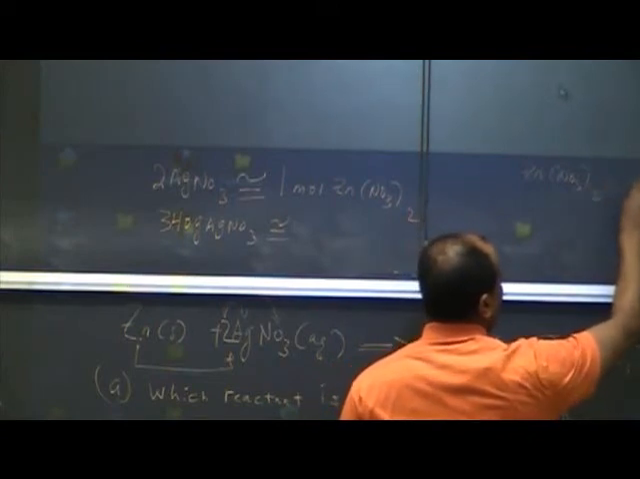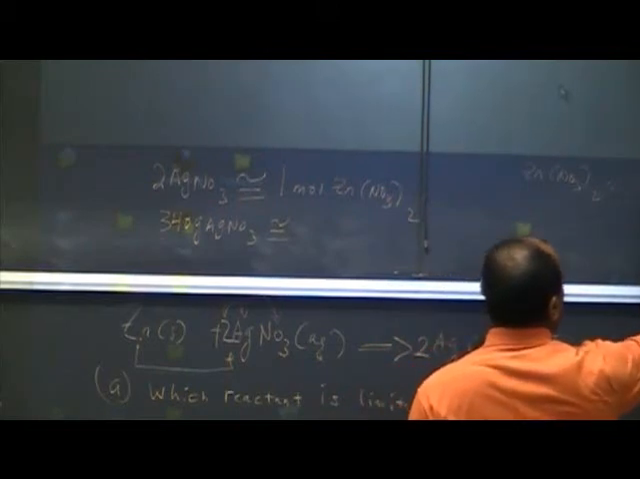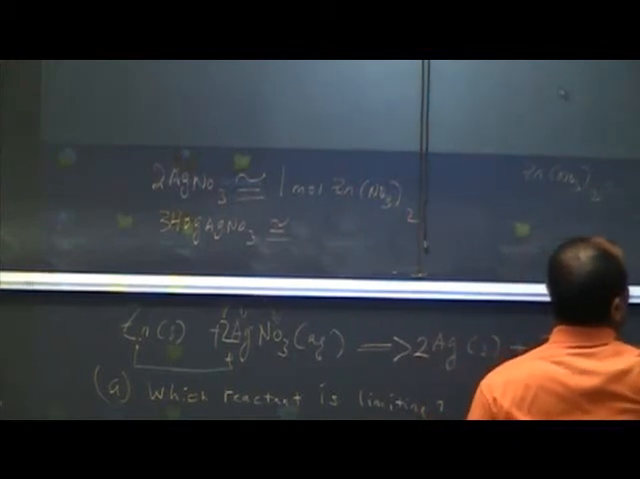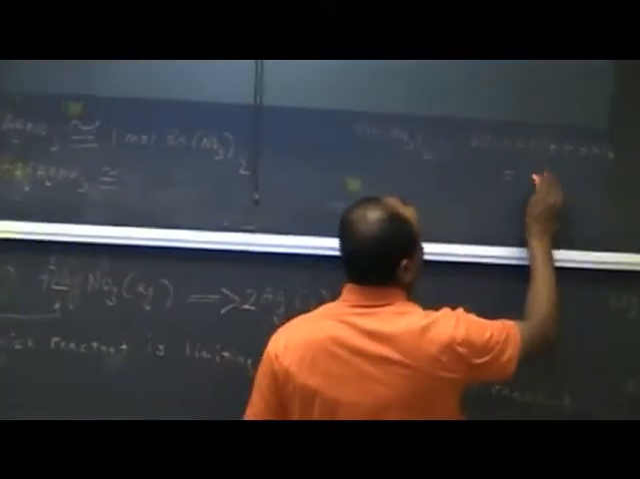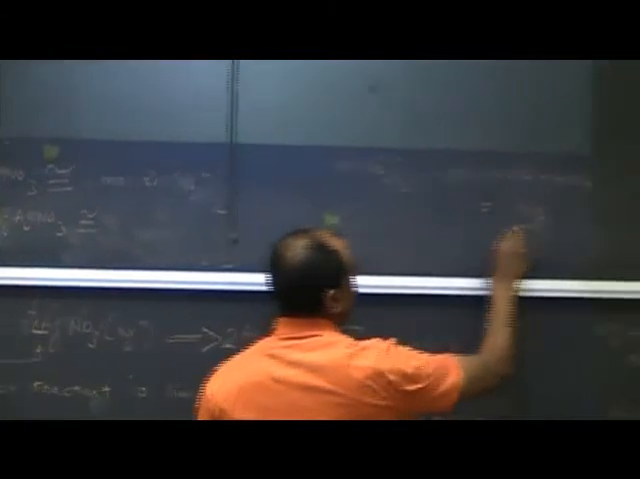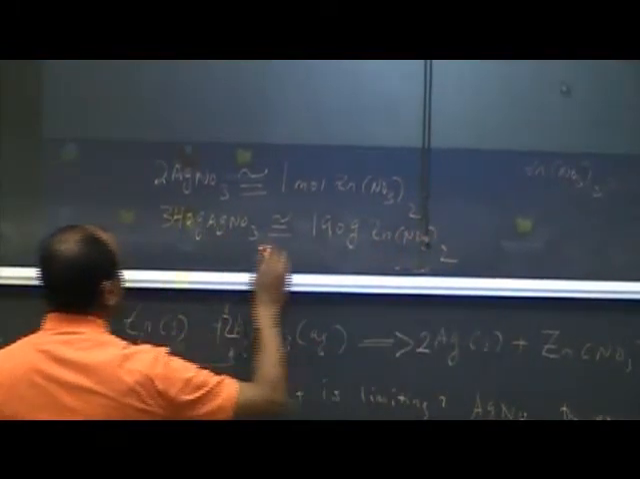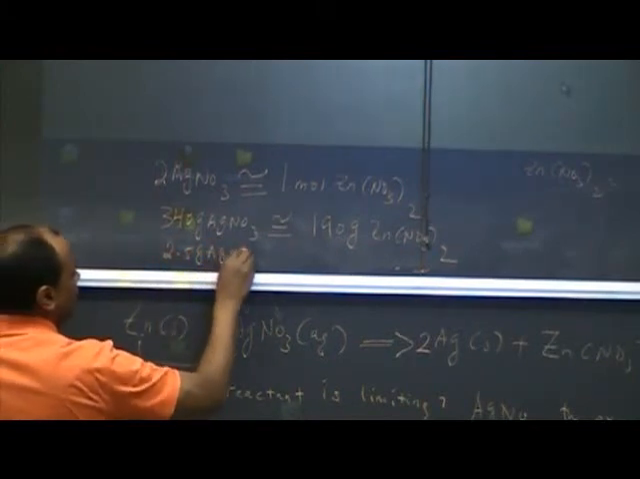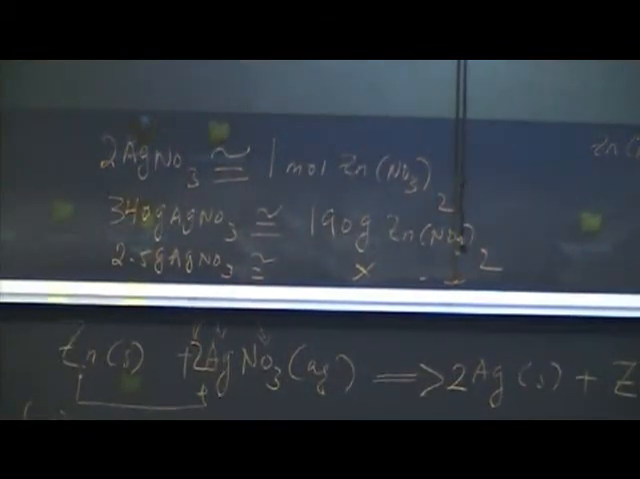The molar mass of zinc nitrate is going to be the atomic weight of zinc, which is 65.39. Okay, I'll pick 65, plus 2 times 14 plus 6 times 16. That gives you 189.39, so 190 if you round it up. So that's 190 grams of zinc nitrate. So if I have 2.5 grams of silver nitrate, I need X amount of zinc nitrate.